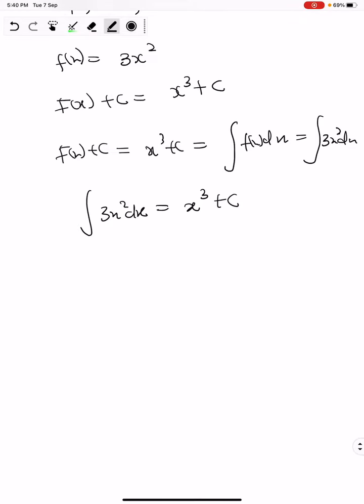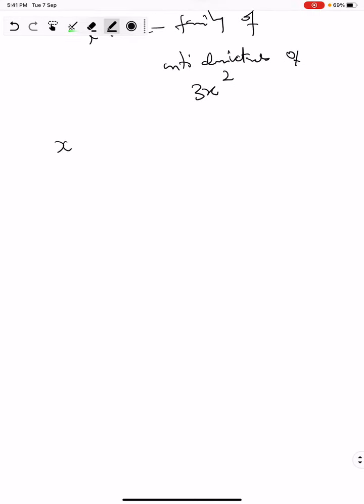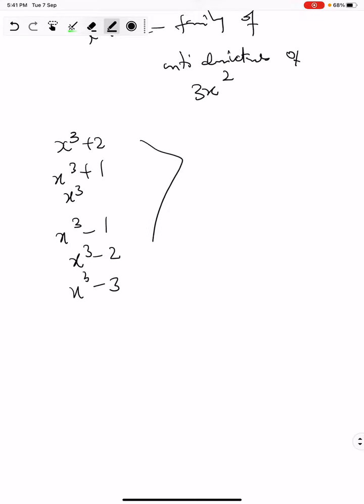Now the collection of all functions of the form x cubed plus c is known as the family of antiderivatives of 3x squared. So for example, we have x cubed plus 2, x cubed plus 1, x cubed minus 1, x cubed minus 2, x cubed minus 3, and so on. This is what is known as the family of antiderivative of the function f of x is equal to 3x squared.